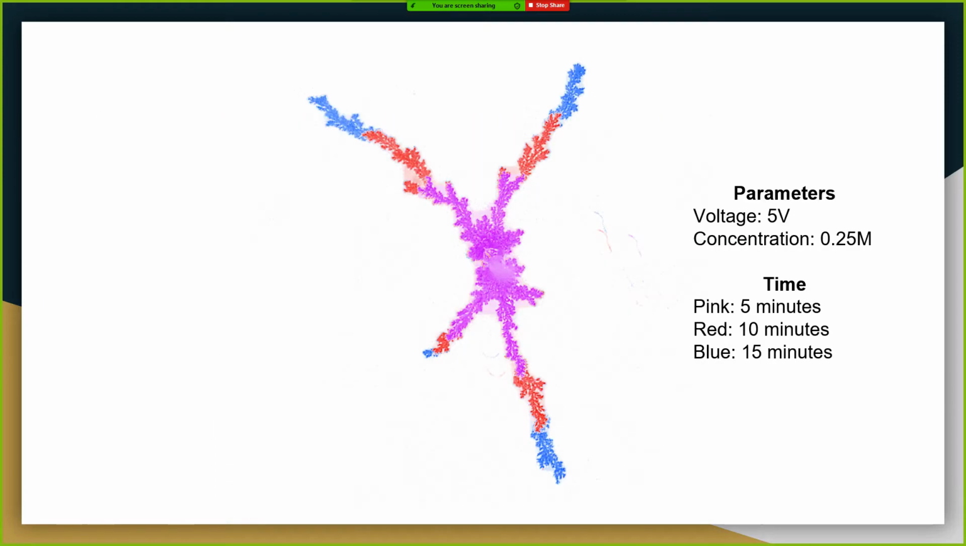And then here's another example of it, of just a different concentration and voltage, and this time with 3 different increments: 5, 10, and 15 minutes. So you can see where the branches stop growing and where they continue to grow.